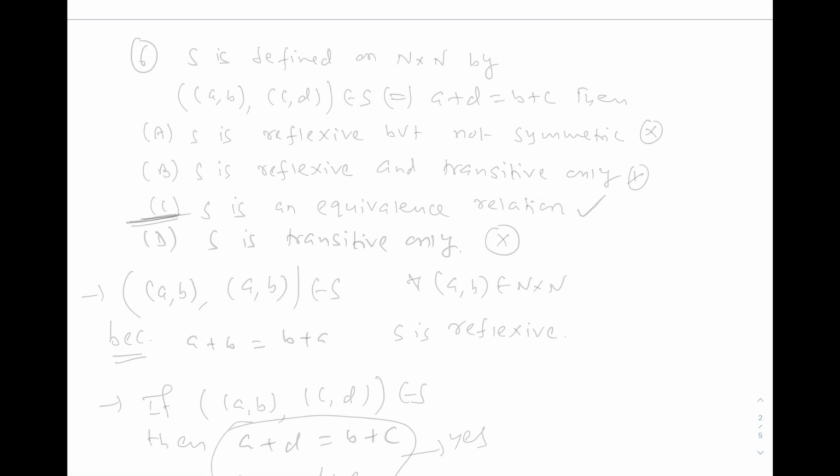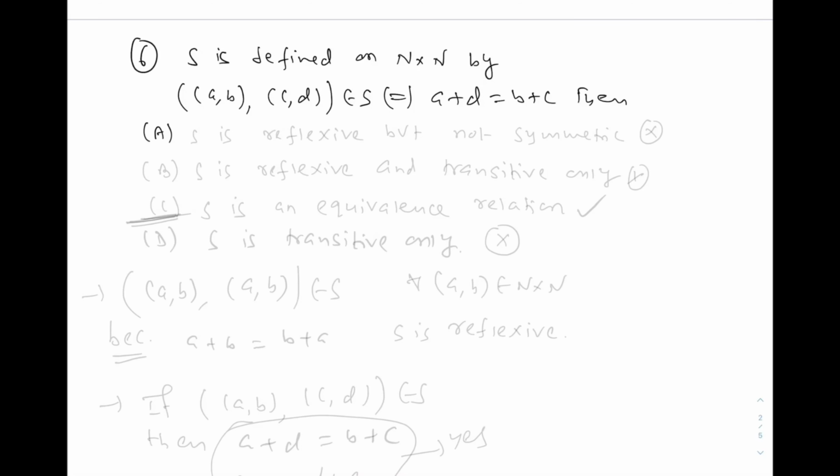Next, let us see. S is defined on N cross N this way: AB and CD, these two elements from N cross N, are in relation, that means belong to S, if and only if A plus D equals B plus C.